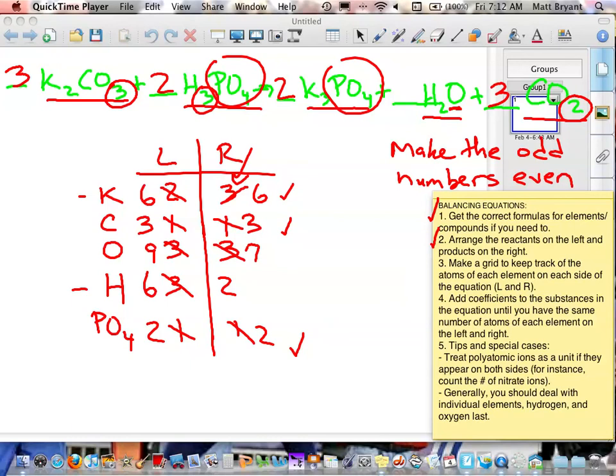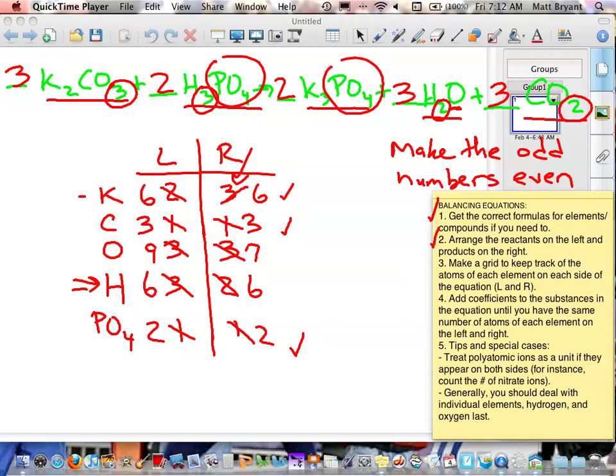So let's first tackle hydrogen. That seems like something that would be pretty easy to do. So, hydrogen, we have 6 hydrogens on the left, we have 2 on the right. Now, what would we have to do to give us 6 hydrogens on the right? Of course, since each water molecule has 2 hydrogens, we'd have to multiply that by 3. So I'm going to go ahead and add a coefficient of 3 in front of water. Now we have 6 hydrogen atoms.